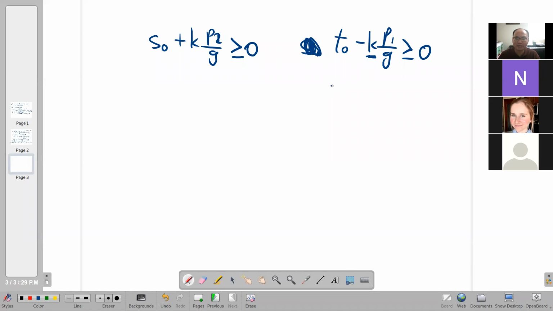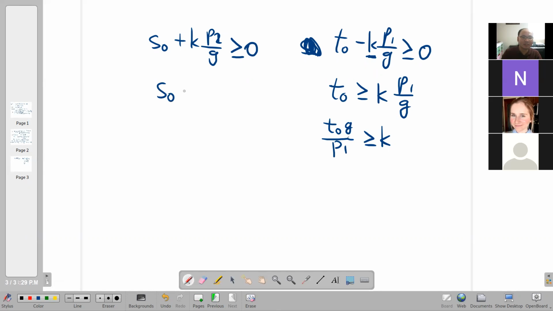Well, I just solve for K. So T0 is greater than or equal to K P1 over G, and then I can say T0 times G over P1, like this. Over here, I do the same thing. S0 is greater than or equal to minus K P2 over G. Then I say S0 times G over P2 with a negative sign. Now you have to be a little bit careful, because when I move the negative sign, I also have to flip the inequality.